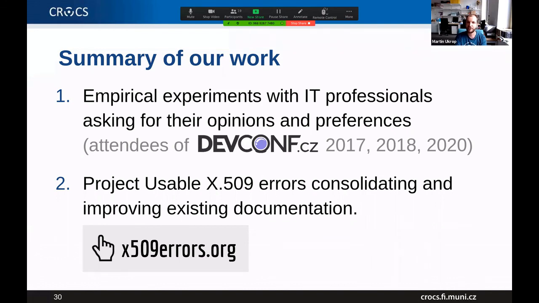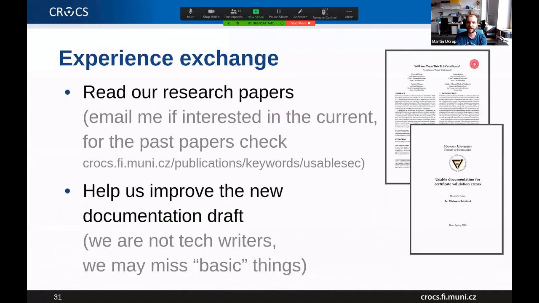Summarizing, we are doing experiments with IT professionals at DevConf. We've already done it for the 3rd time, usually having them perform a task and then asking for their real opinions. And we've summarized most of this year's and last year's research into a website that's trying to achieve better documentation. As for the experience exchange, as this is a workshop aiming for experience exchange, you may be interested in reading some research of ours.